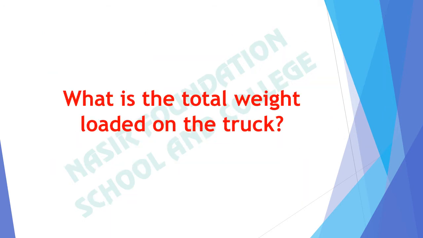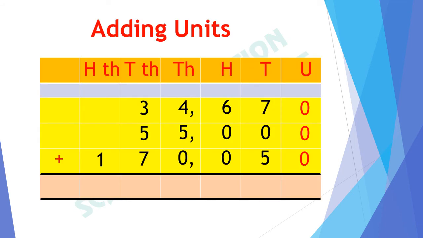What is the total weight loaded on the truck? To find the total weight, we will add all the weights. We will add 34,670, 55,000 and 170,050. We start from units. In units column there is 0. If we add 0 in 0, we get 0.